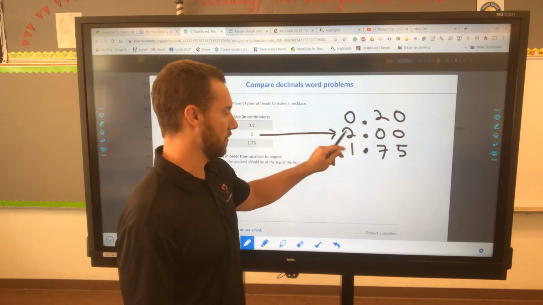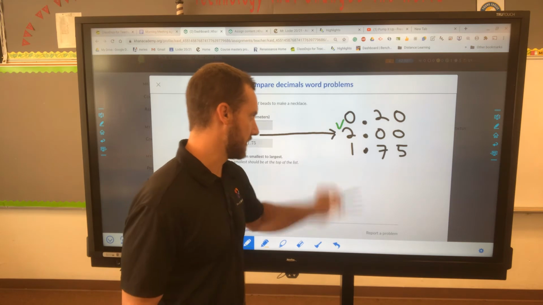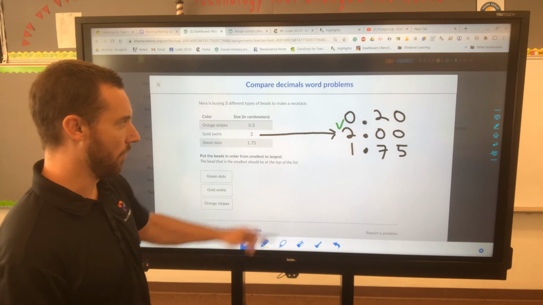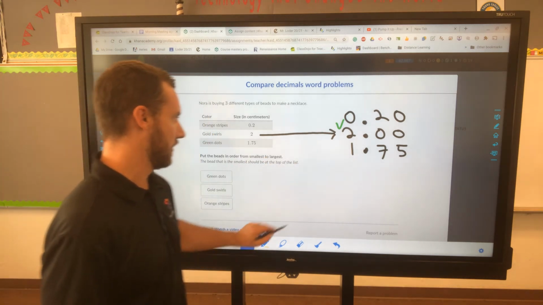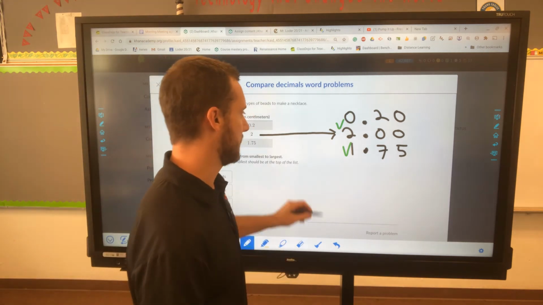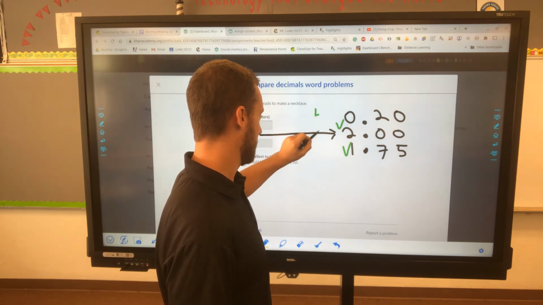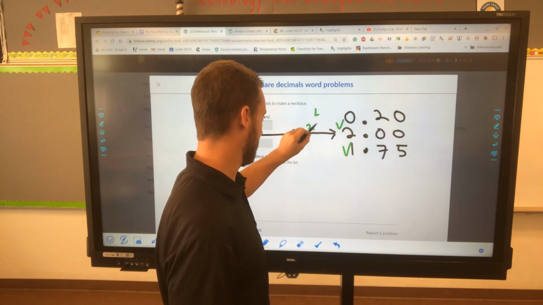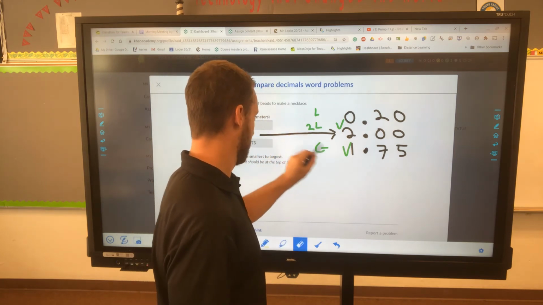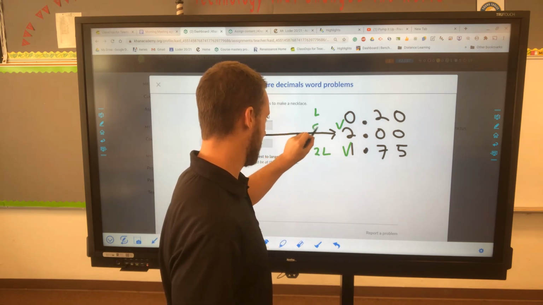So between 0, 2, and 1, the greatest amount is 2. We can stop right there on that one. And between 1 and 0, the greater amount is 1. So we would say this is the least. This is the second least, and this is the greatest down here, right? Or, nope, I misspoke. Sorry. This is the second least, and this is the greatest.